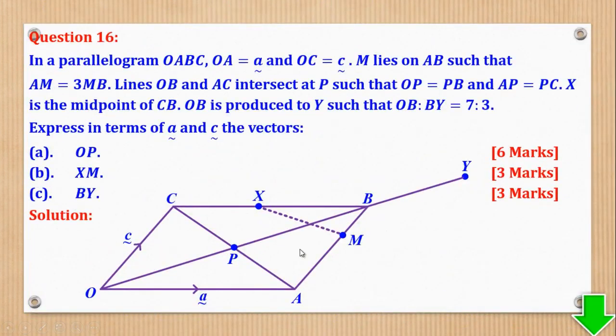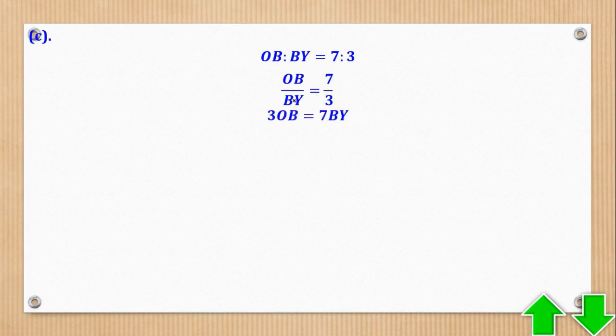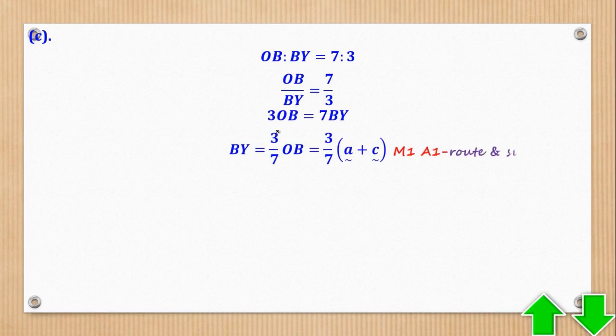So next they want BY. The good thing is we have this ratio. So we shall come and say OB divided by BY is equal to 7/3. So cross multiply and make BY the subject. And that's what they wanted.